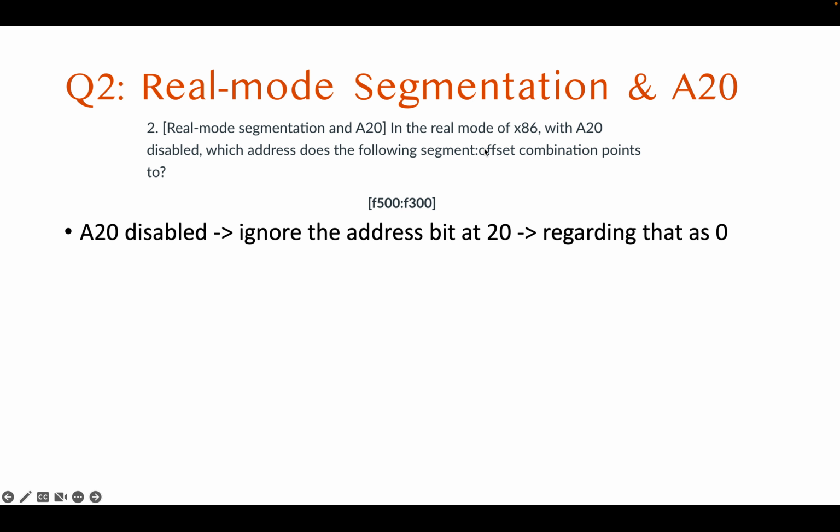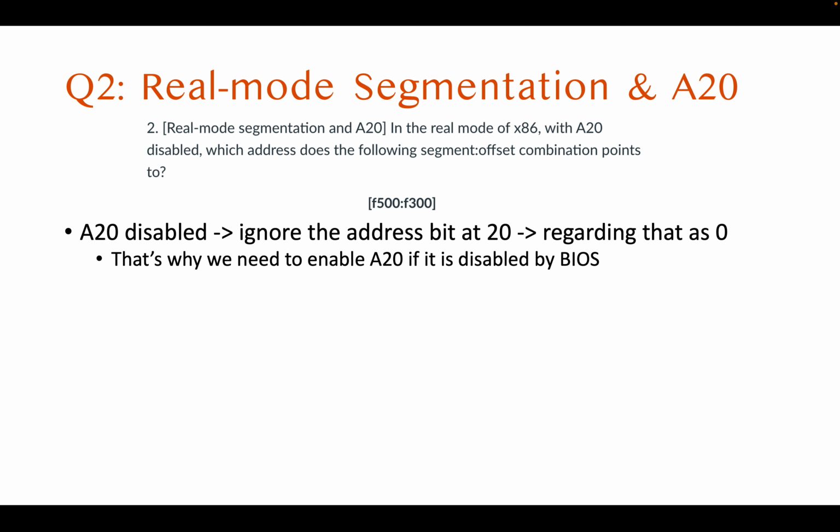So A20 is disabled. That means we should ignore the address bit at 20. Whether or not the value of the 20th address bit is 1 or 0, we will regard it as 0. This is why we need to enable A20 if it is disabled by BIOS, because it will completely ignore all the odd addresses pointed to by the address bit at 20, because we will always regard that bit as 0.